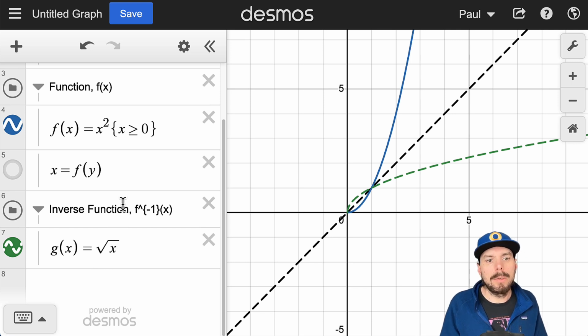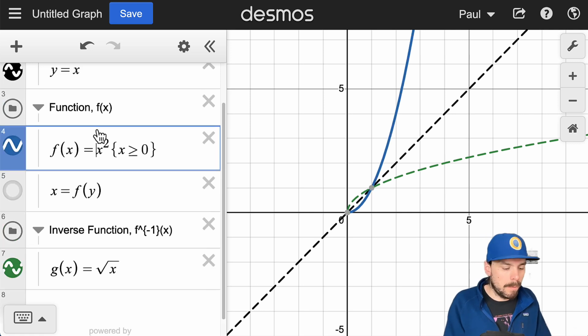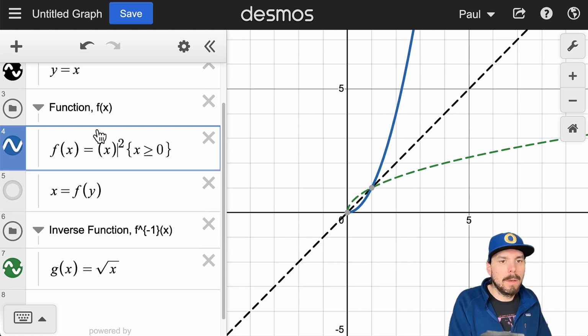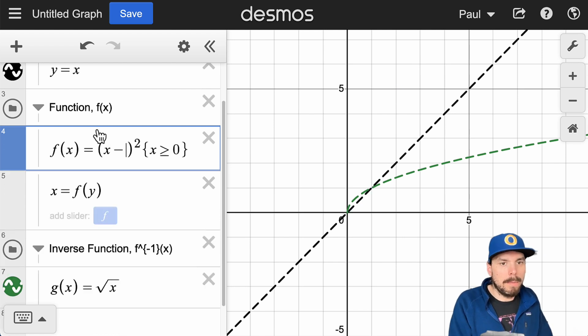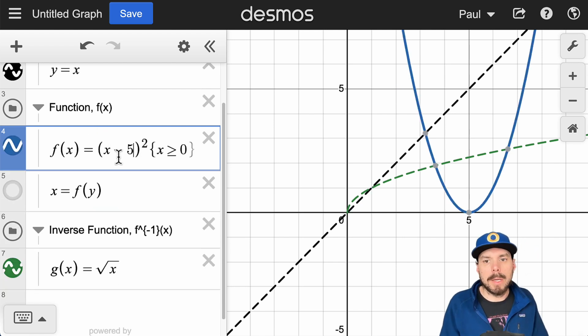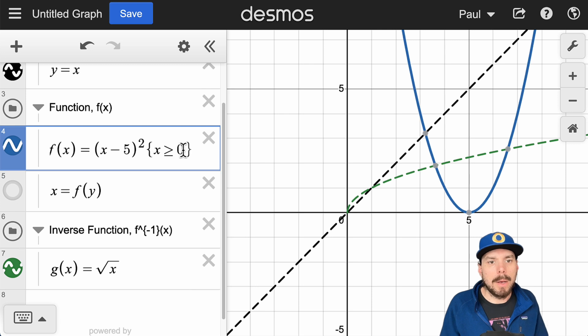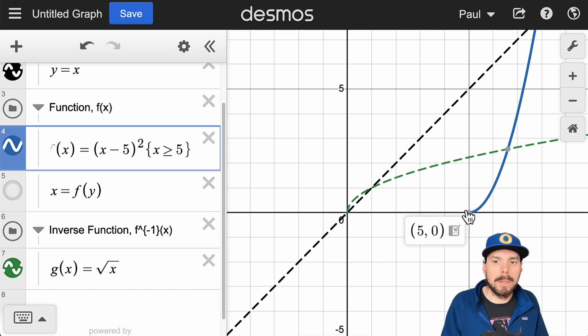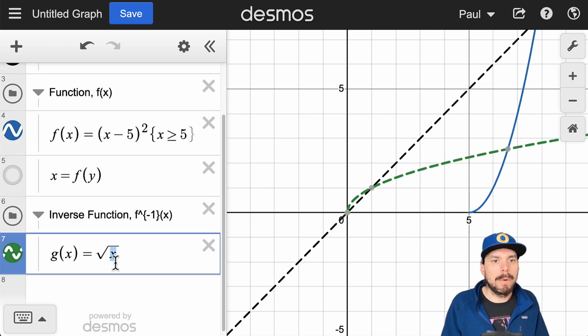Now I can begin to add reflections or add transformations to the original function. For example, I can go back here and shift it to the right 5 units by just doing x minus 5 in parentheses. Now I do need to adjust that domain, change it to greater than or equal to 5. So I start at the vertex and go up. And here I would need to adjust my inverse.